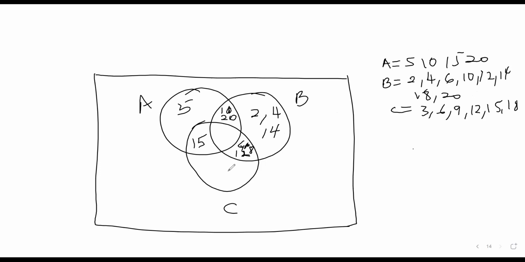Then we have C. C, we have 15, 6, 18, 12. What is left for C? 3 and 9. 3. So these numbers were 1 to 20. 1 to 20. Which ones are not filled?